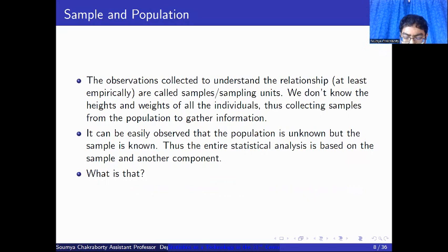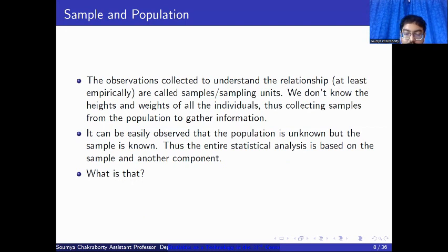Now, it can be easily observed that the population is unknown, but the sample is known. So the entire statistical analysis will be based on the sample or the sampling units. But there is another component. We have observed the sample, we have collected the sample, that is, extracted information about the possible relationship between height and weight. And even from these scatter plots, we may choose a good representative of the function f.